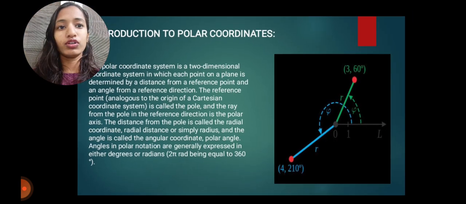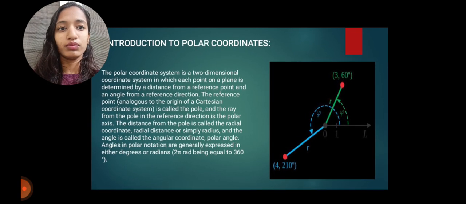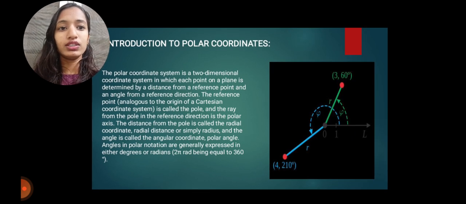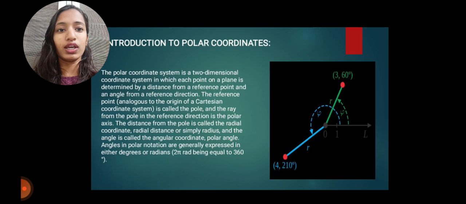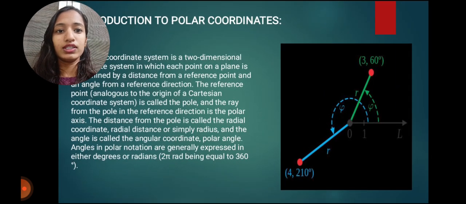Introduction of polar coordinates. The polar coordinate system is a two-dimensional coordinate system in which each point on a plane is determined by a distance from a reference point and an angle from a reference direction. The reference point is called the pole and the ray from the pole in the reference direction is the polar axis.